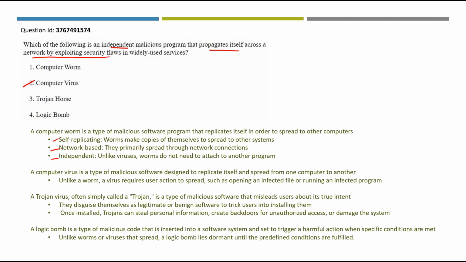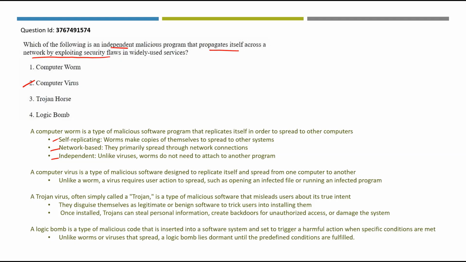What about Trojan virus? This is often called a Trojan. It's a type of malicious software that misleads users about its true intent. They disguise themselves as legitimate or benign software to trick users into installing them. Once installed, Trojans can steal personal information, create backdoors for unauthorized access, or damage the system.